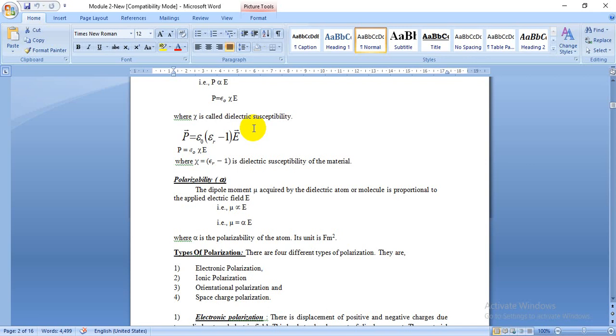Whenever you study an equation, don't forget to study the unit also. So that's all about the introduction part.